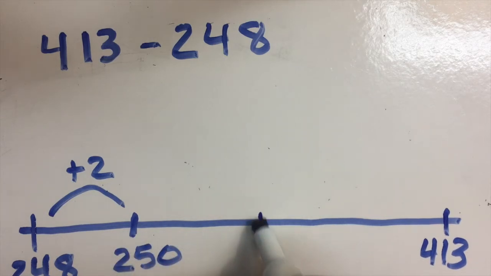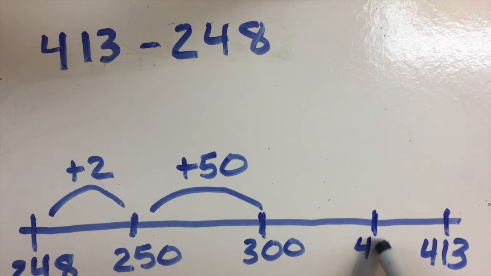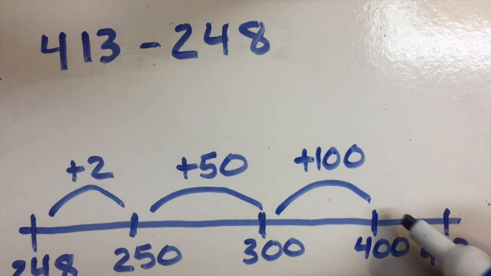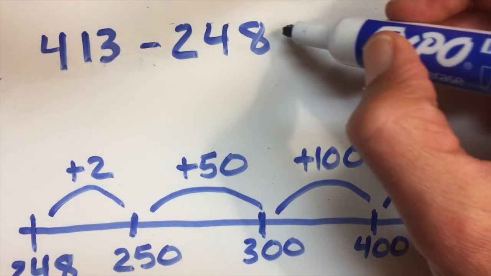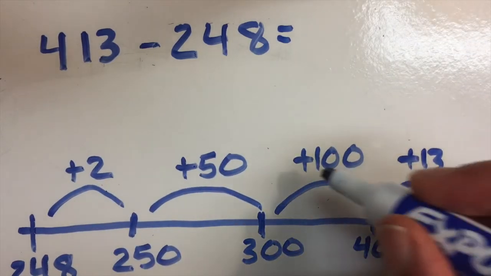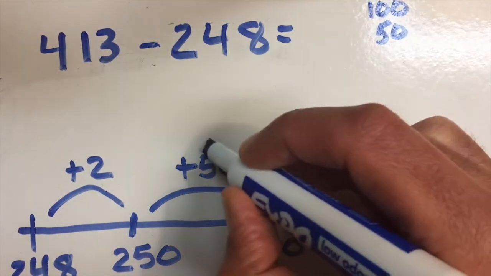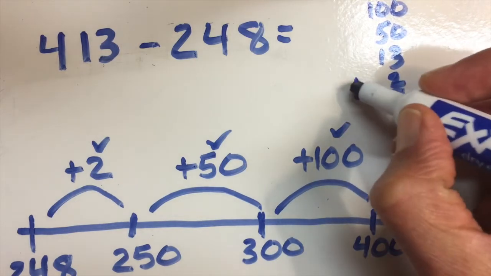Now I want to jump a whole 100, which is 300. From 250 to 300 is a plus 50. From 300, I'm going to jump to 400, which is plus 100. And then the final jump from 400 to 413 is plus 13. To find the answer to our subtraction problem, we're going to add those four numbers. It's always easier, I find, to put the biggest numbers up top. So we have 100, 50, 13, and then the last digit is a 2. We're going to add those four numbers together.